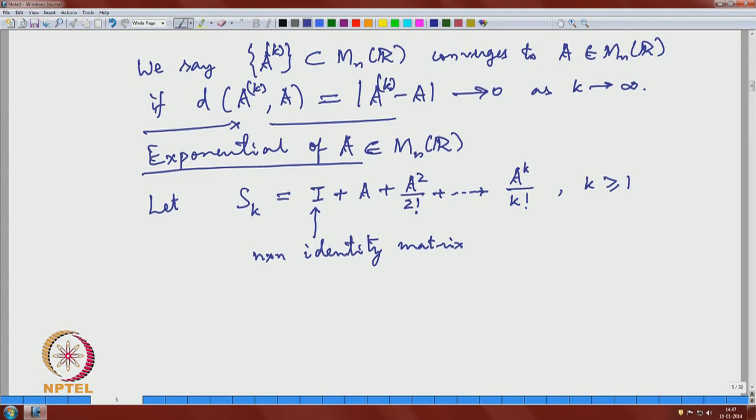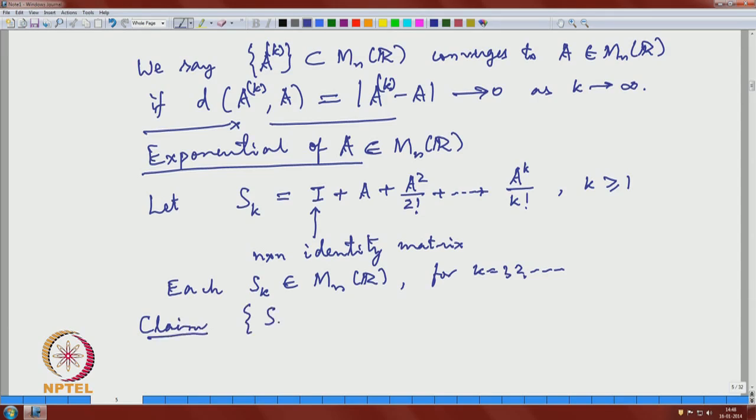So, this is a finite sum, and each S_k belongs to M_n(R) for k equal to 1, 2, etcetera. We claim that the sequence S_k is a Cauchy sequence in M_n(R).